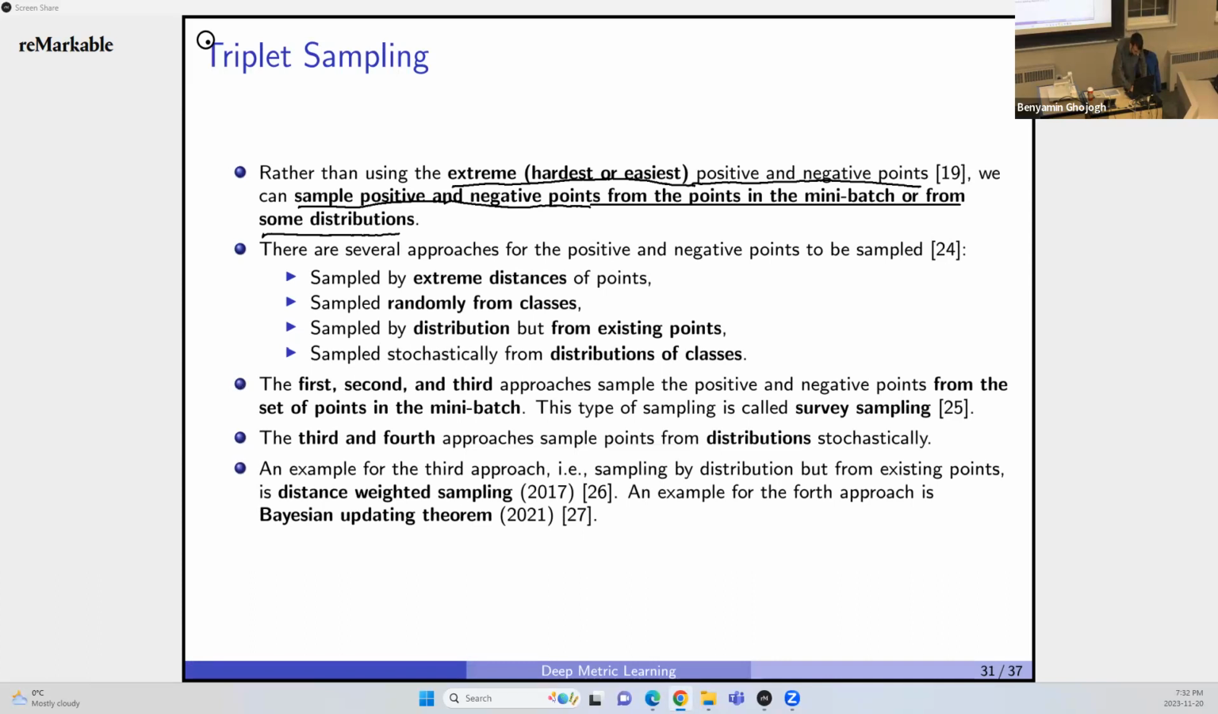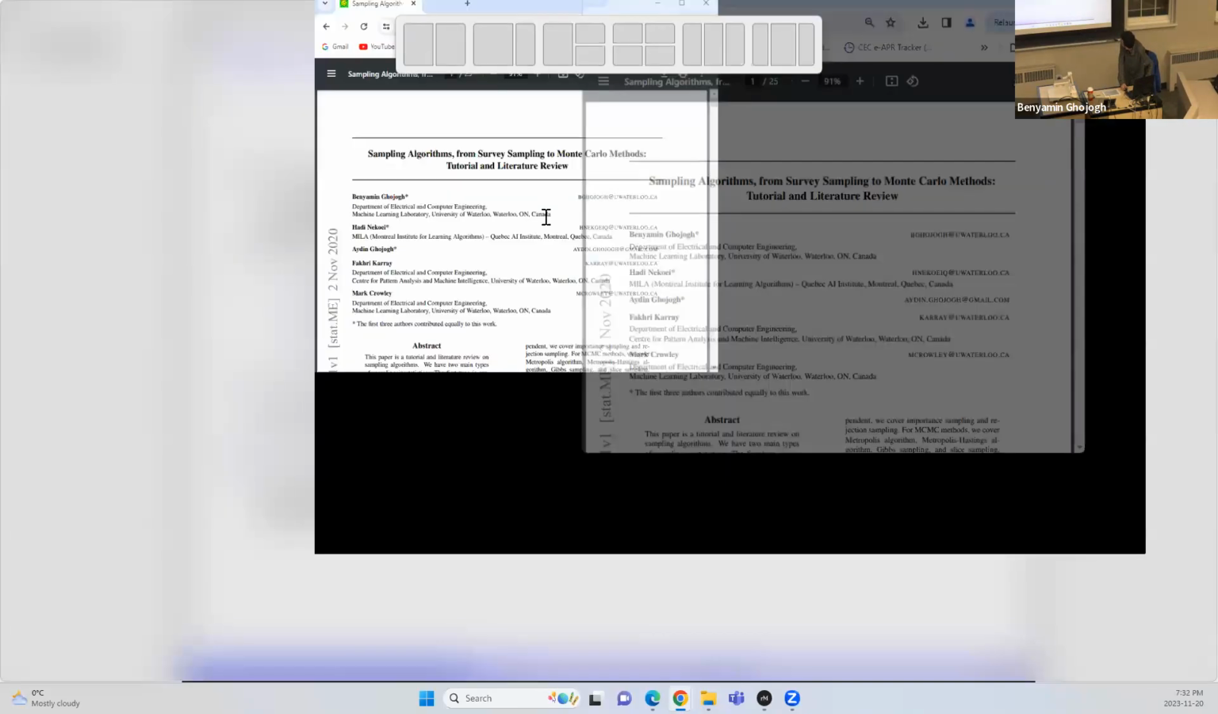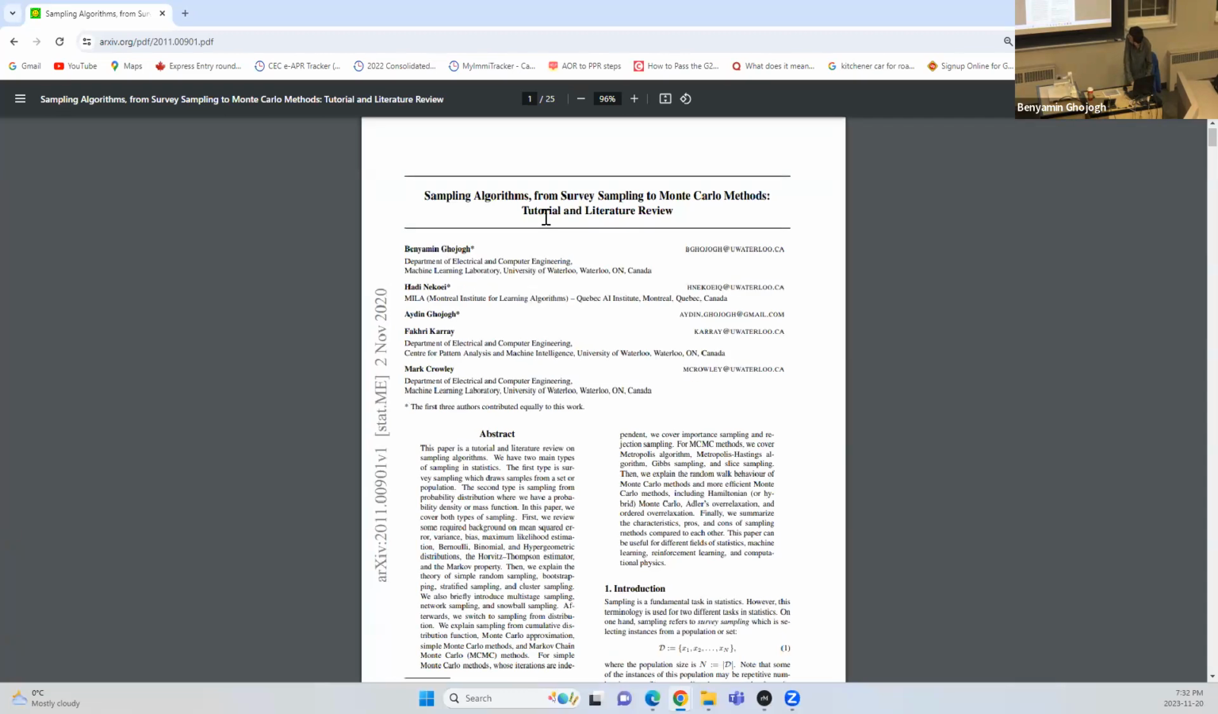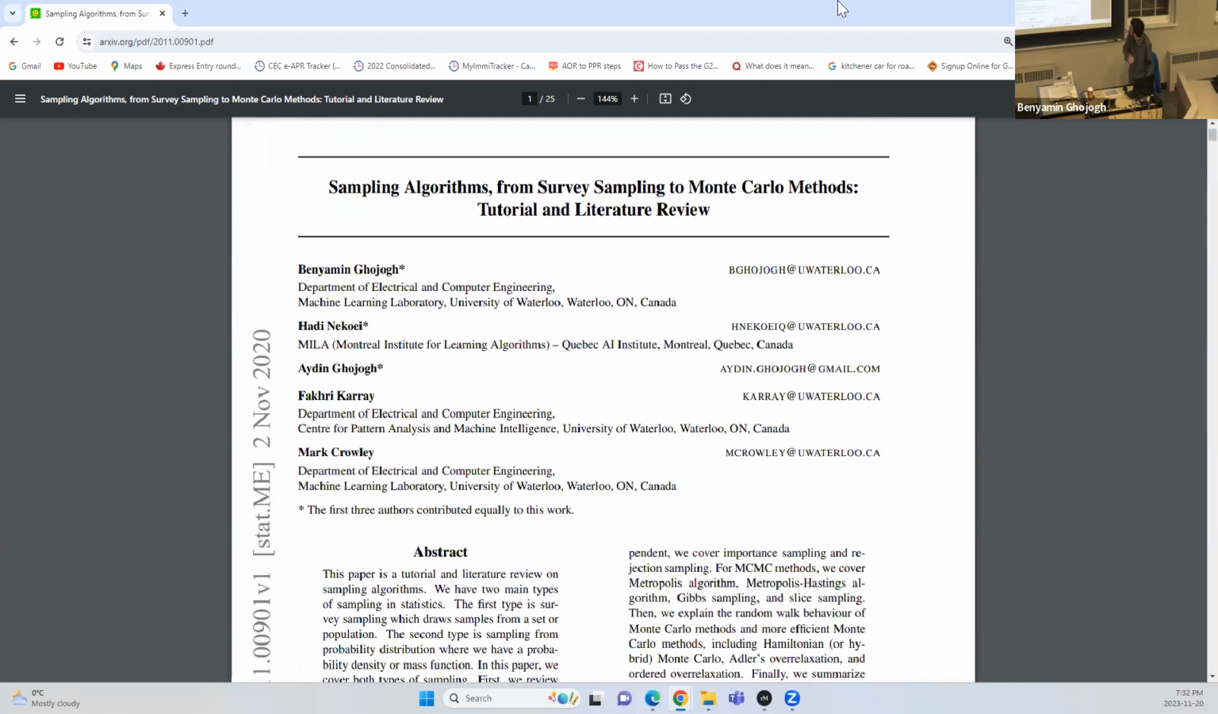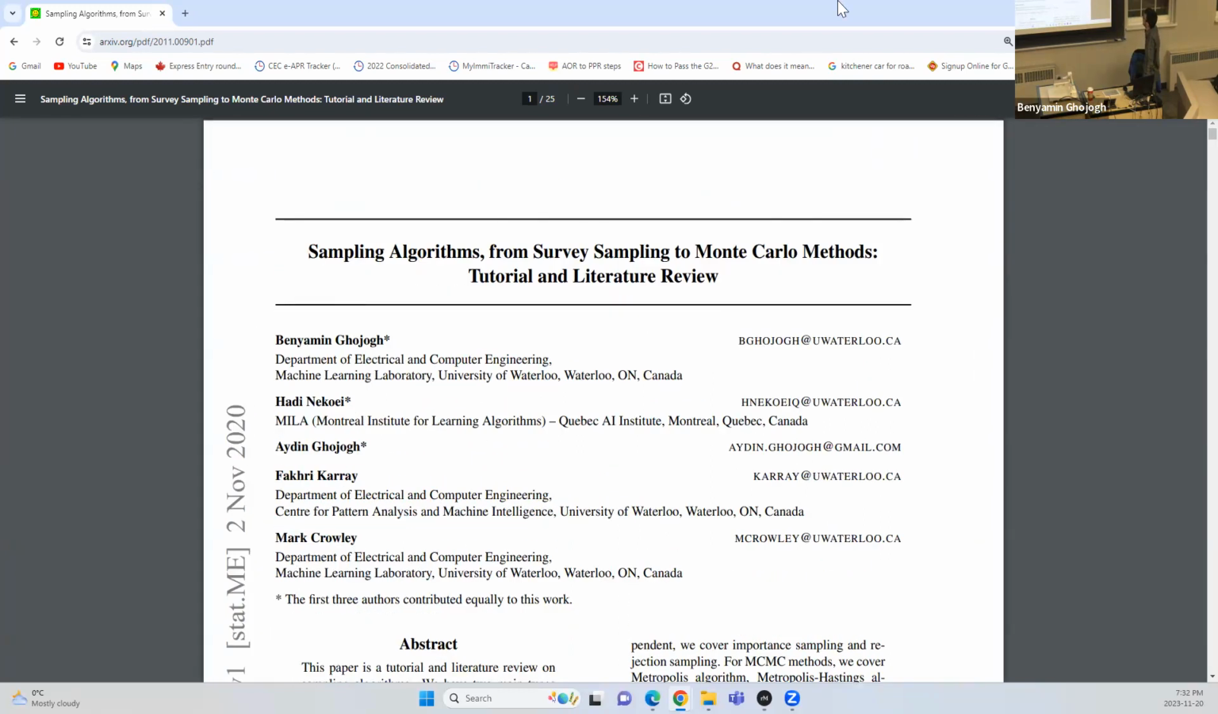I have a tutorial paper named Sampling Algorithms from Survey Sampling to Monte Carlo Methods: Tutorial and Literature Review. So what is it saying? Two methods for sampling. These are two sampling methods in the Department of Statistics.